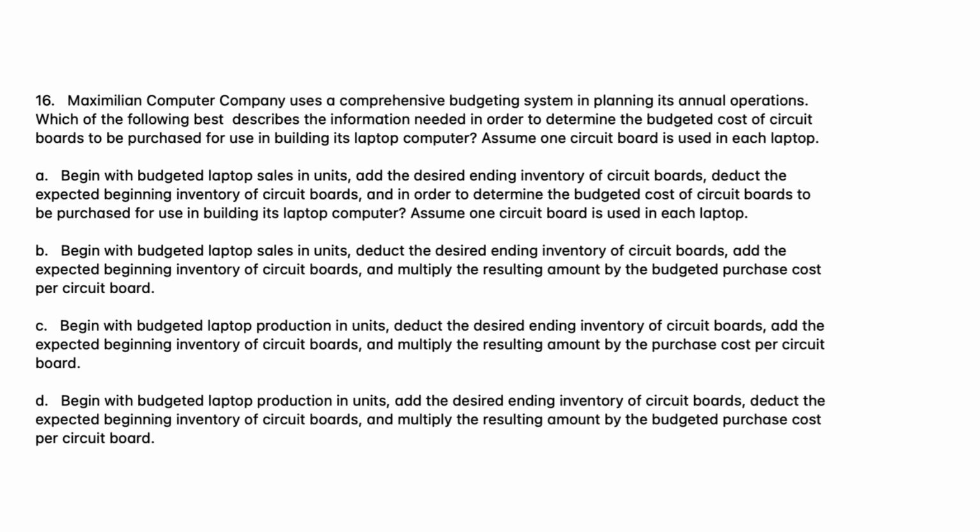C. Begin with budgeted laptop production in units, deduct the desired ending inventory of circuit boards, add the expected beginning inventory of circuit boards, and multiply the resulting amount by the purchase cost per circuit board. D. Begin with budgeted laptop production in units, add the desired ending inventory of circuit boards, deduct the expected beginning inventory of circuit boards, and multiply the resulting amount by the budgeted purchase cost per circuit board.